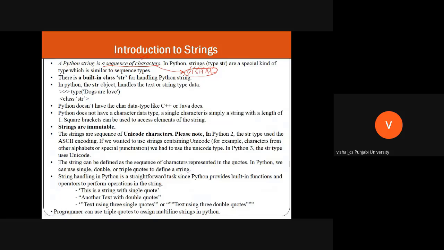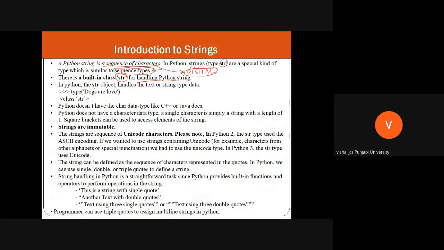In Python, strings, whose type is str, are a special kind of type which is similar to sequence types. We have already learned about sequences and collections. So it is a similar kind of sequence type. There is a built-in class str for handling the Python strings.